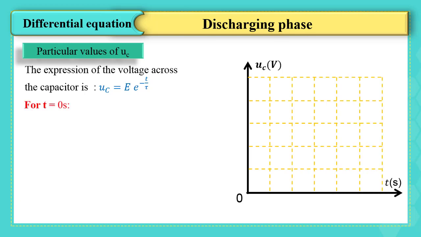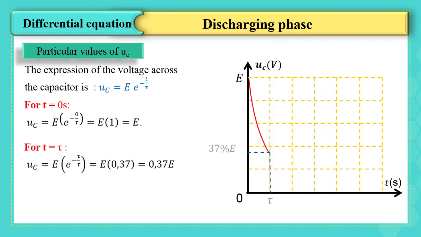For t equal 0 second, UC equals E exponential minus 0 over tau, which is equal to E multiplied by 1. That means UC is equal to E at t equal 0 during the discharging phase. For t equal tau, UC is equal to E multiplied by exponential minus t over tau. That means the final value of UC is equal to 0.37 E. That means for t equal tau, the voltage across the capacitor is 37% of the maximum voltage E.